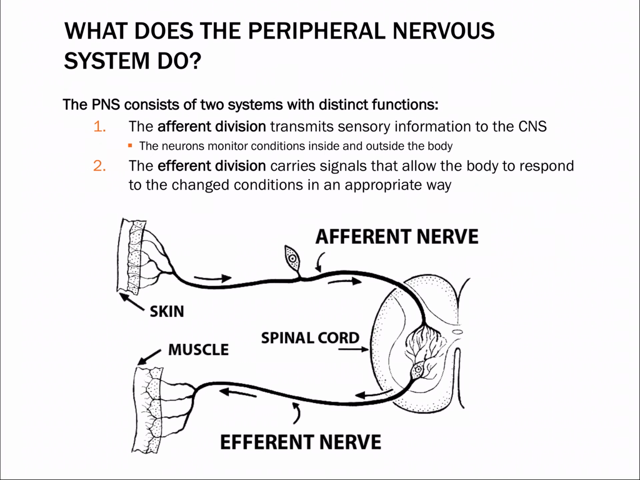So let's start with the basic overview of the peripheral nervous system. We can further break down the peripheral nervous system into two distinct systems. You've got the afferent and the efferent division of the peripheral nervous system. The afferent division is going to take information to the central nervous system. These neurons are going to monitor conditions inside and outside the body.